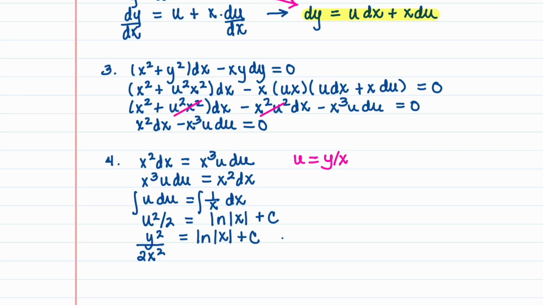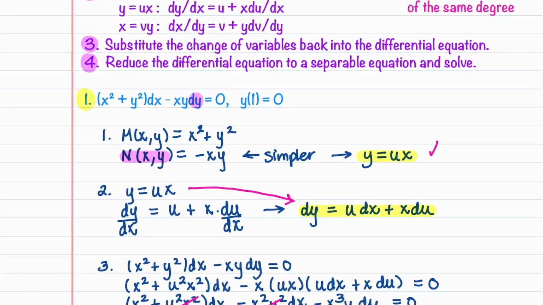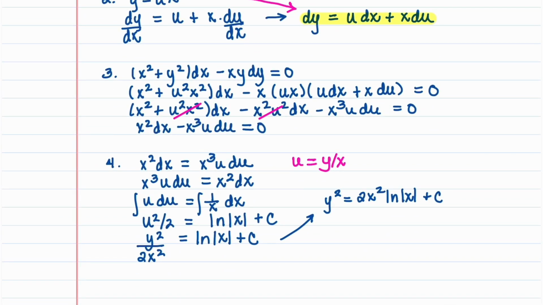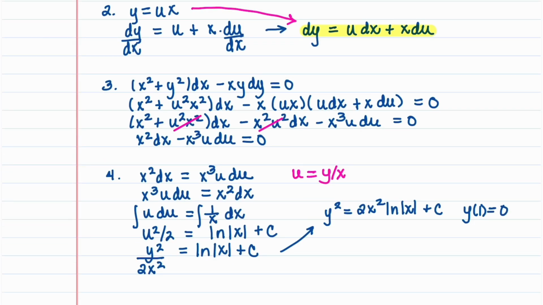Let's now get y squared by itself. We have y squared is equal to 2x squared times ln absolute x plus c. Now let's go back up to the top again. Notice that this problem was an initial value problem because we were told that y at 1 is 0. Our solution with our constant is the general solution, but we want a particular solution that corresponds to y at 1 equals 0. To get this particular solution, we're going to substitute in that x is 1 and y is equal to 0, and we're going to find c.